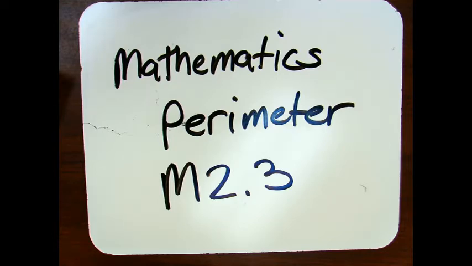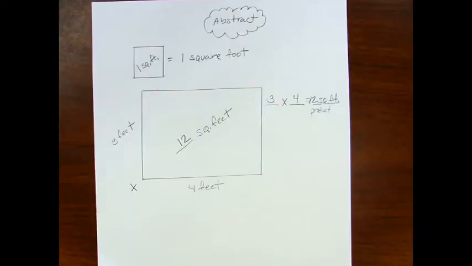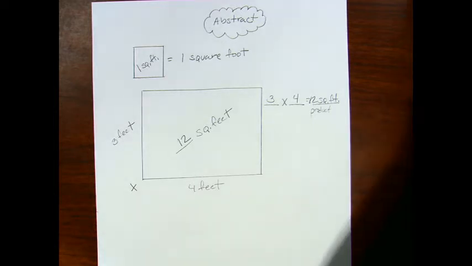This is Mathematics Perimeter M2, that's Math, second week, .3. This is the third video. This is the last video for area and perimeter. We started out using areas that were concrete, and we've changed our thinking to more abstract.